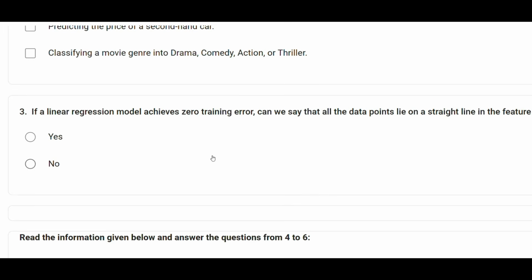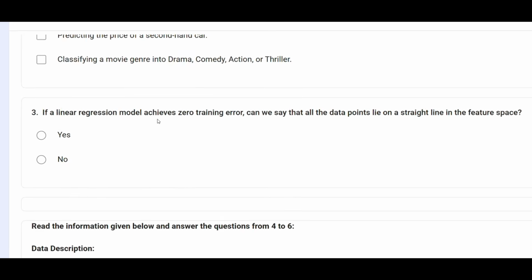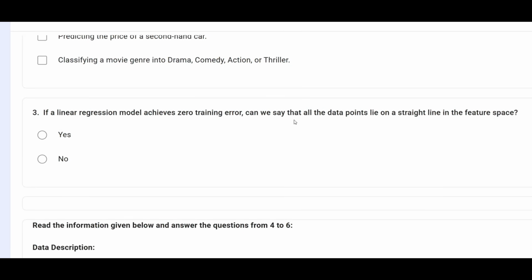Then come to the third question. If a linear regression model achieves zero training error, can we say that all the data points lie on a straight line in the feature space? So the right one is yes.